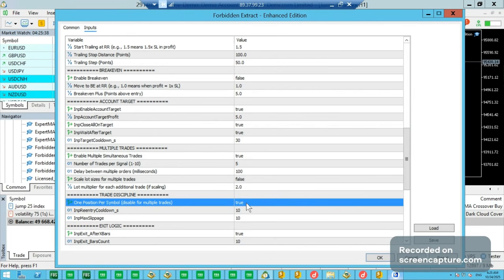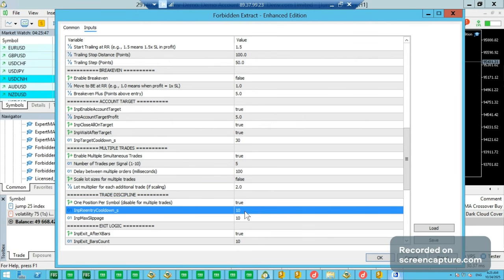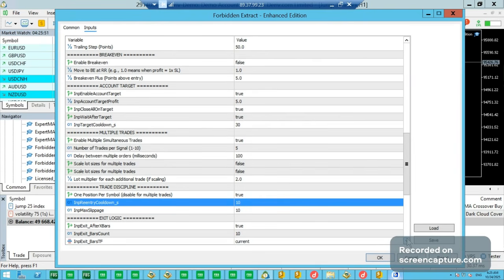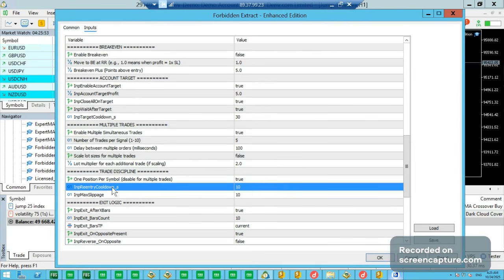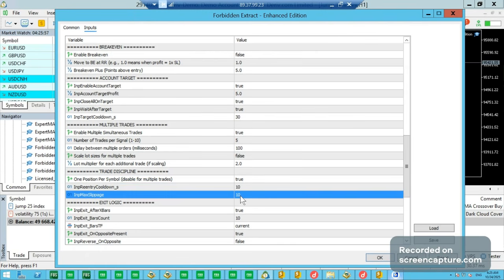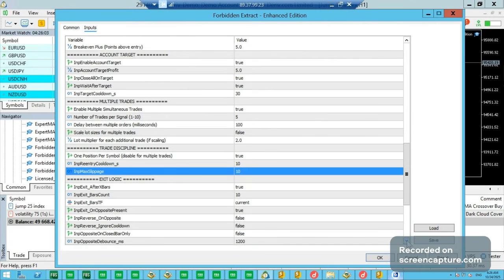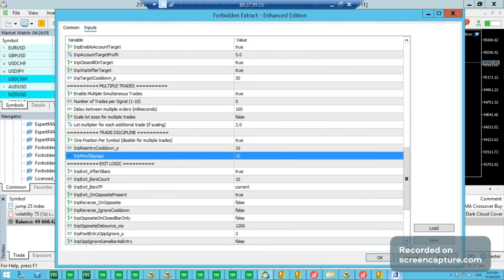So the next one is input reentry cooldown. So before any re-entry, the EA will ensure that it waits 10 seconds, not that it will execute a trade immediately. Input max slippage. So this one is relating to some brokers. It will check the slippage of that broker's platform before it executes that particular trade.